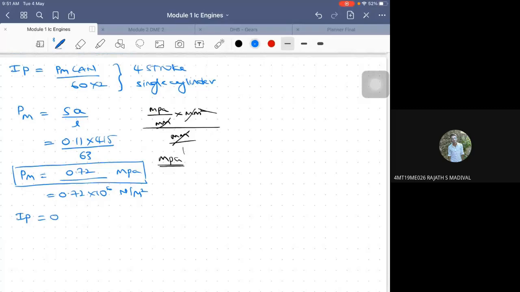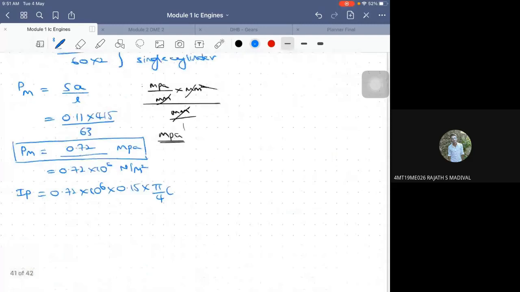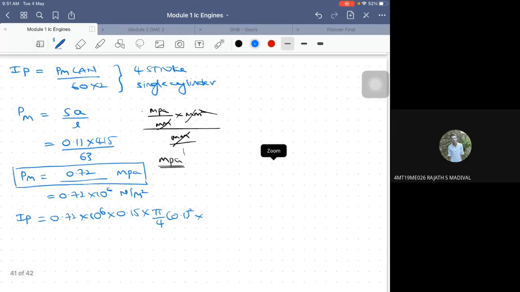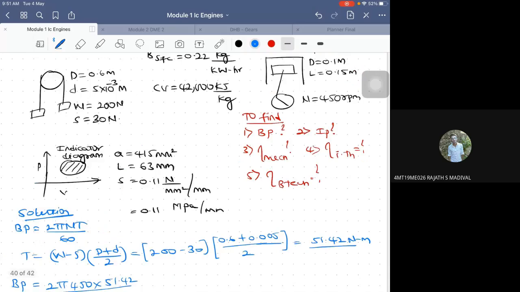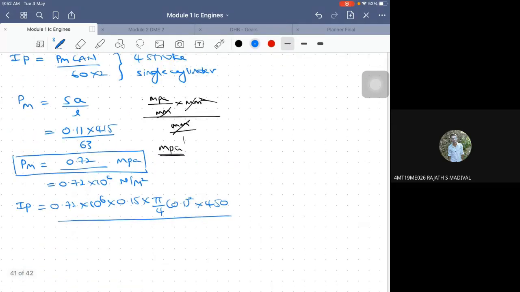So it is 0.72 cross 10 to the power of 6, cross L. What is the value of L? 0.15, cross area, so it is pi by 4 D square. What's the value of D there? 0.1, whole square, cross N. Speed is 450. Yes, exactly. So this whole divided by 60 cross 2. Give me the value of IP. Whatever you get would be in watts.